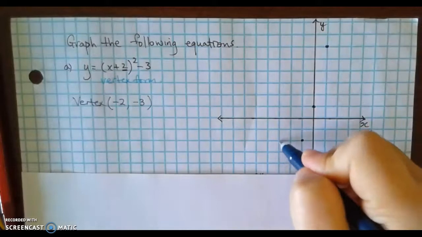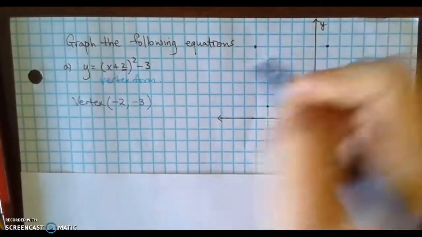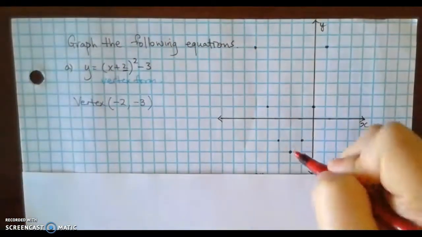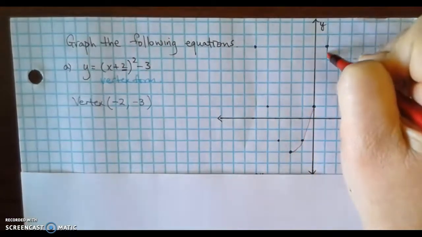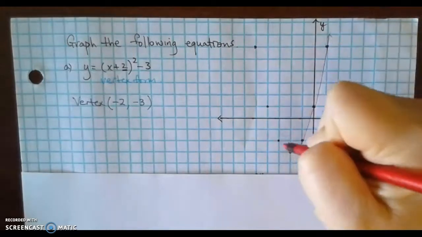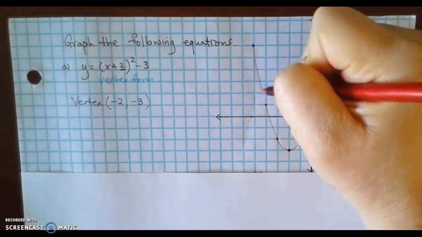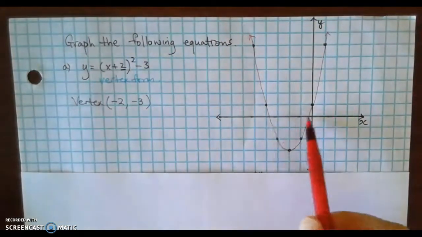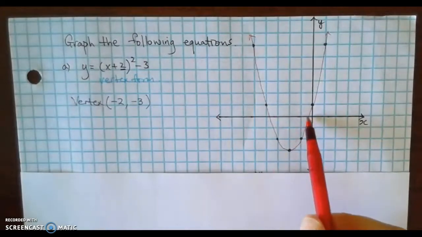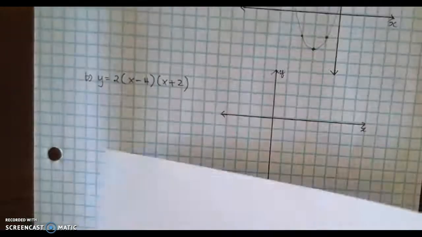Now I can use the fact that they are symmetrical to find the other points on the other side of the line of symmetry. Now that I've plotted them, I can join them with a nice curved line to draw my parabola. And now it's done. Notice the x-intercepts are not whole integers, but this method is really easy because I don't even need the x-intercepts. Okay, so then let's look at the next problem.